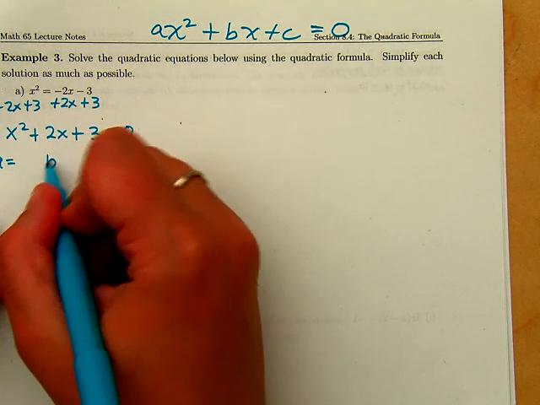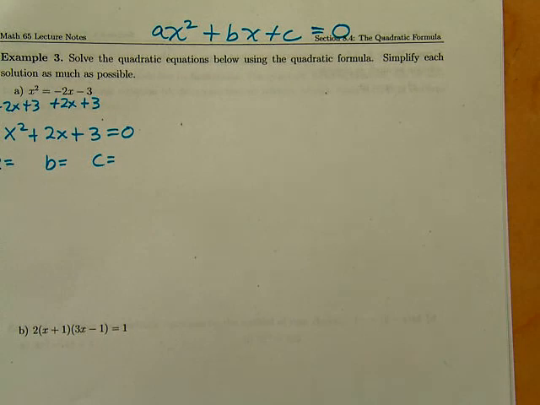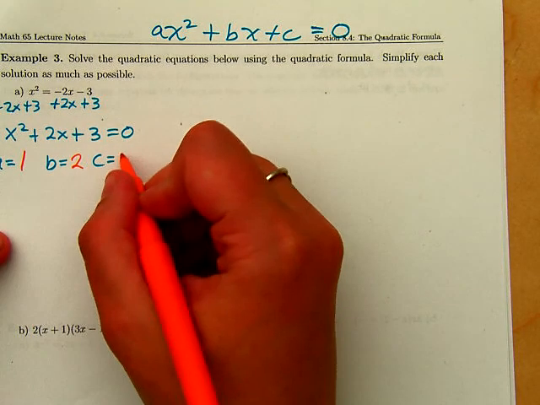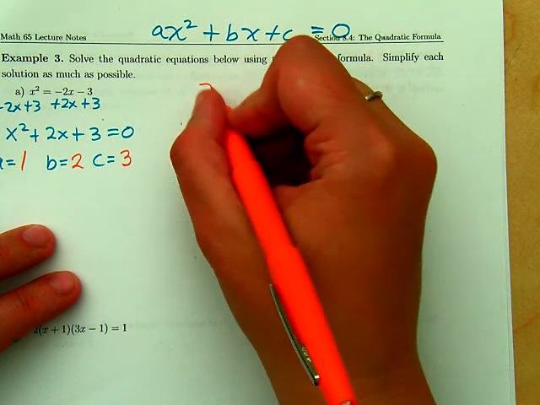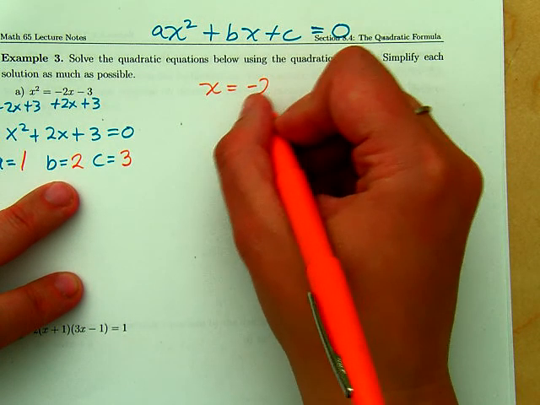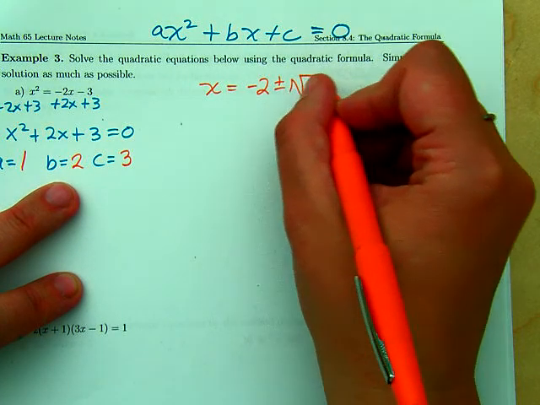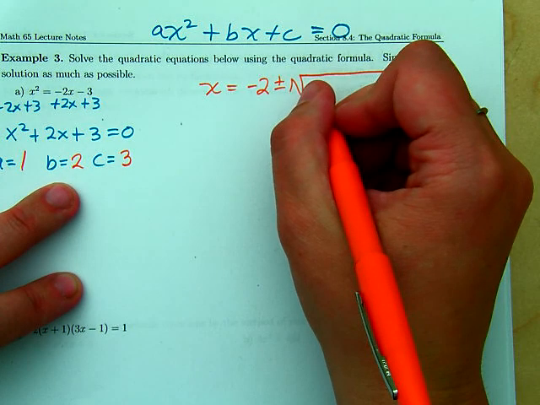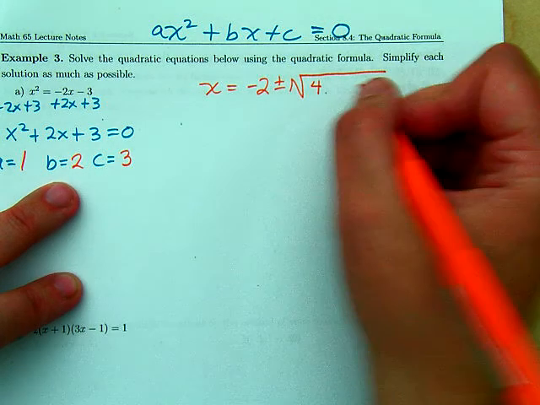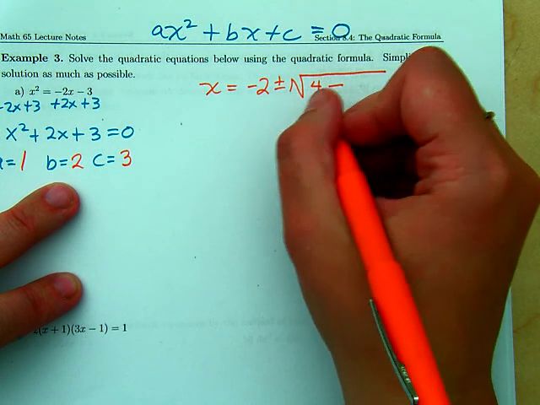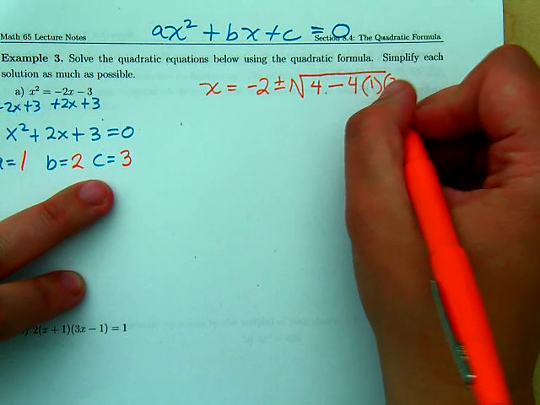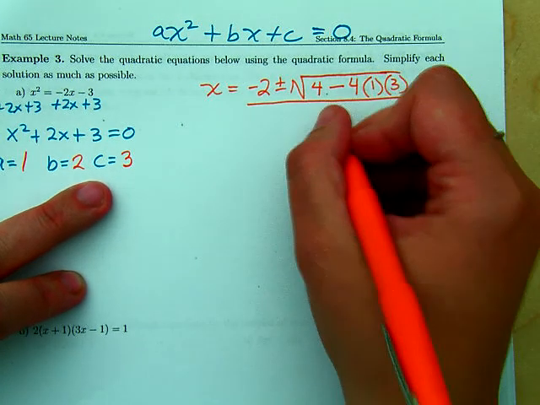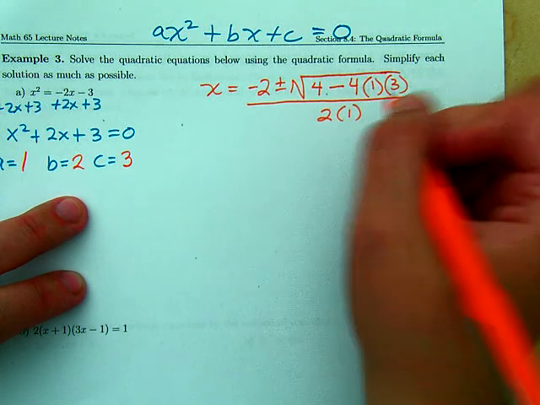Now tell me what's A, what's B, and what's C. A is 1, B is 2, C is 3. Good. So now we're going to have our formula. X equals negative b plus or minus the square root b squared. I should probably write 2 squared here, but anyway, that's 4. 2 squared is 4. Minus 4 times a, which is 1, c, which is 3, all over 2 times 1.